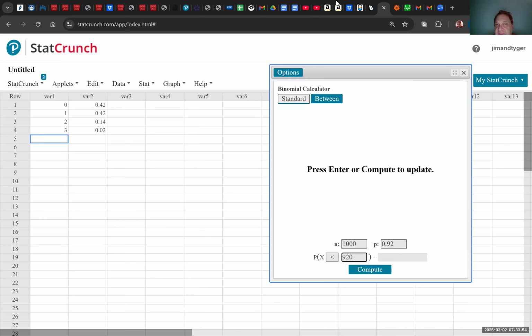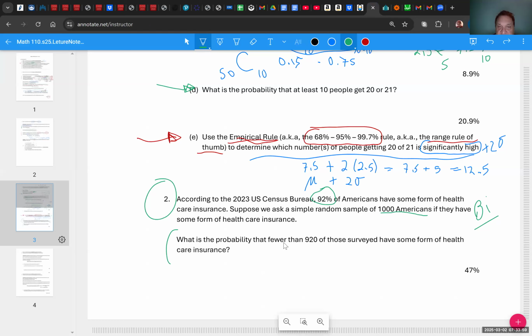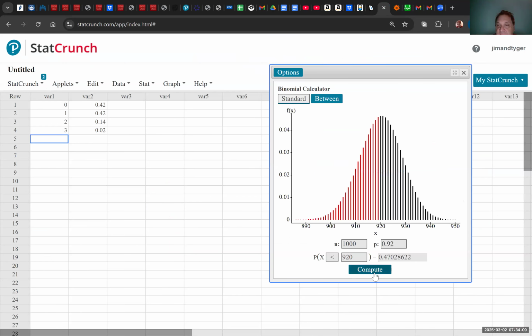Let me double check that that's correct. I'll just reread the word problem. What is the probability that fewer than 920? So fewer means definitely less than 920. It doesn't include 920. So fewer than 920 is less than 920. Hit compute. So here's the 920, which of course is what we'd expect to have happen, but fewer than 920 are all of these values here.